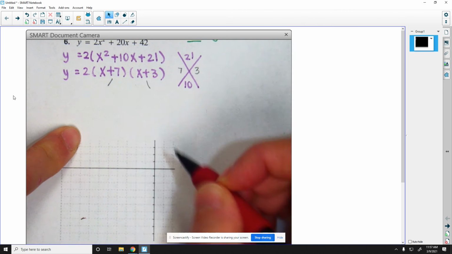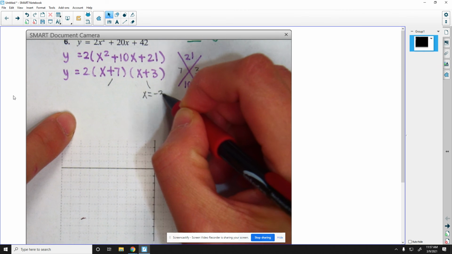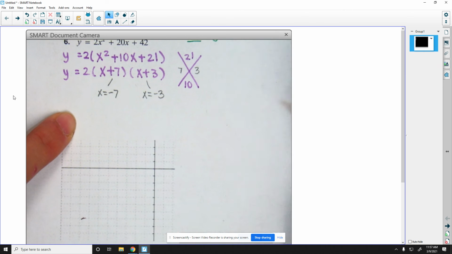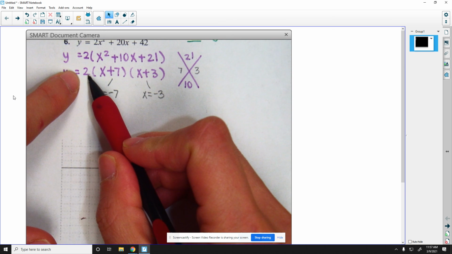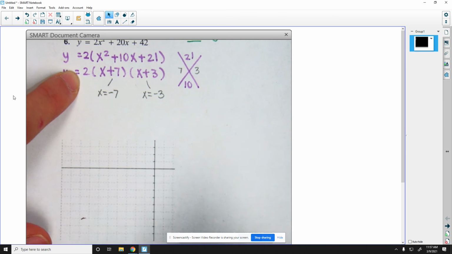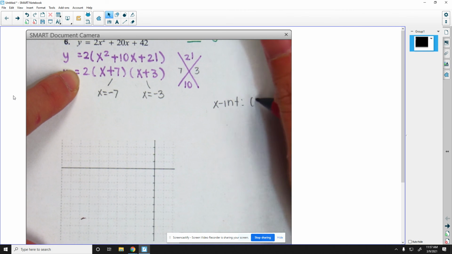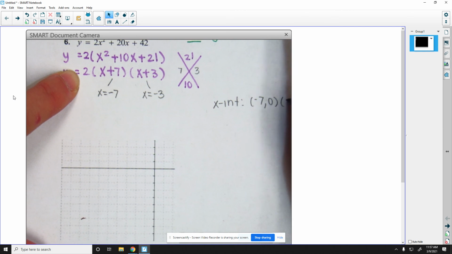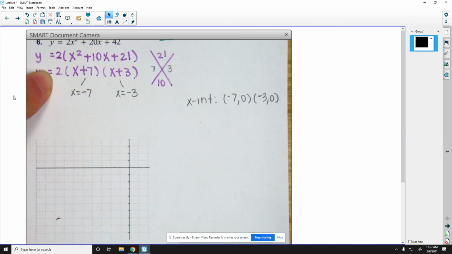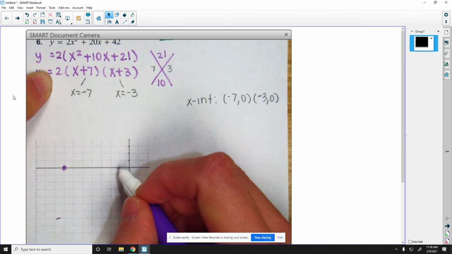So let's find my zeros now. What does this equal? X equals what? -7, -3. Does x equal 2 here or does x equal 0? No, because there's no x on the outside to set equal to 0. So my x-intercepts were -7, 0 and -3, 0. Those are my 2 x-intercepts. Let's go plot that. So I have -7, 0 and -3, 0.